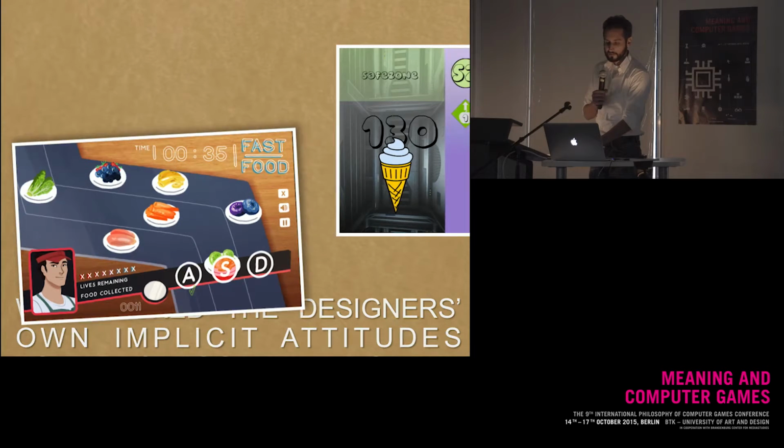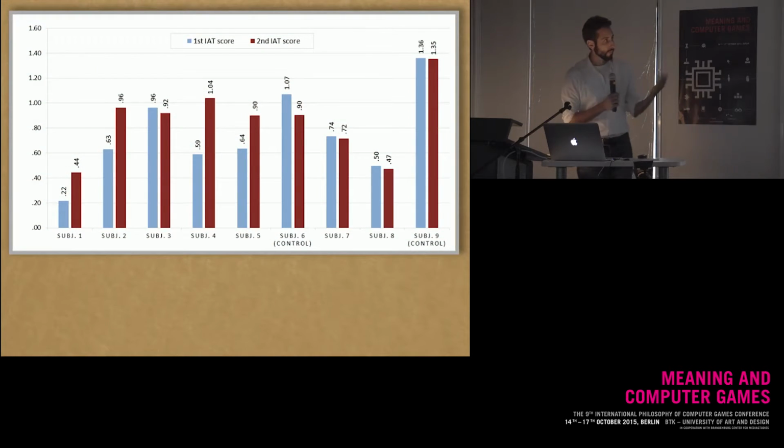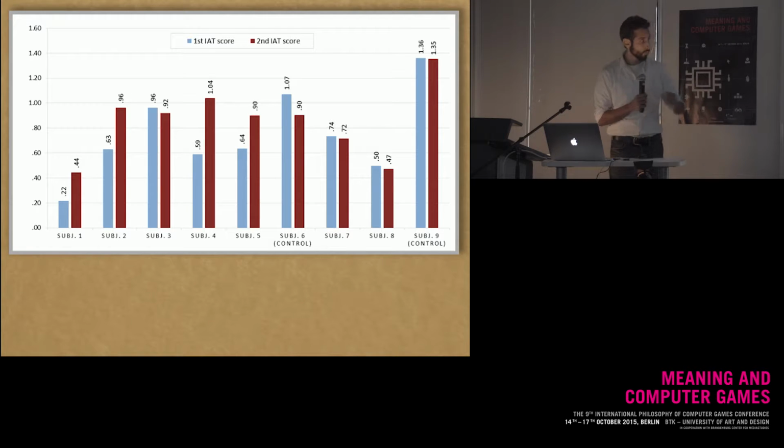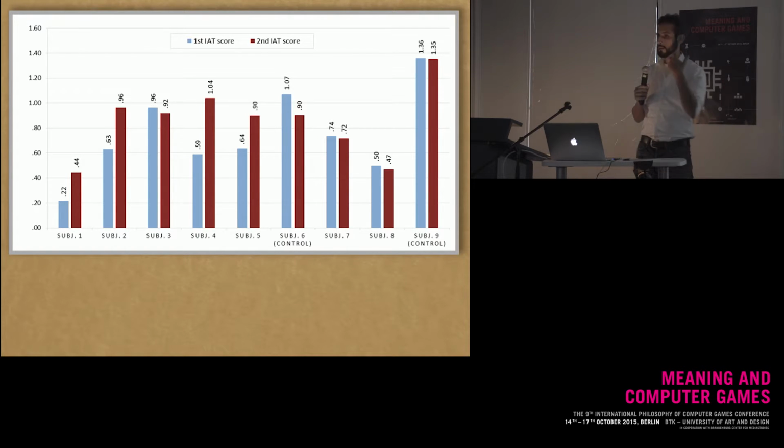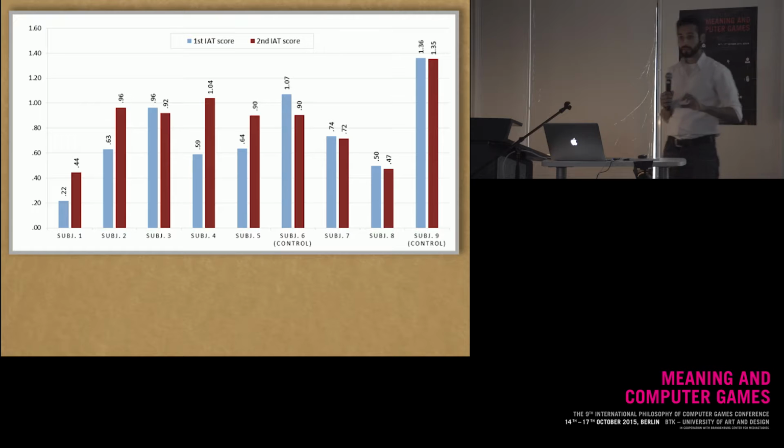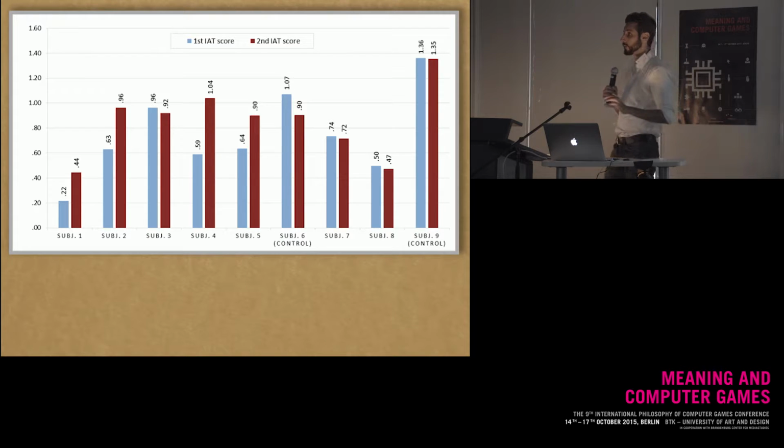And what you see here is a graph mapping these results. So on this scale, it's the positive implicit attitude towards food. So the higher it is, the more likely it is that these people will prejudge healthy food positively. The blue bar is the first measurement that I did at the beginning of the design process. The red bar is the second measurement that I did at the end of the design process, right?